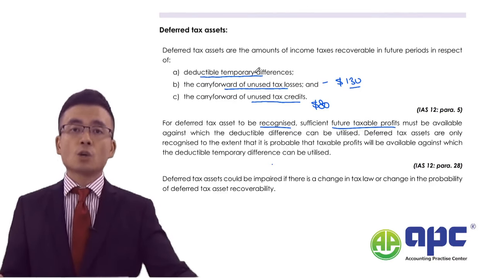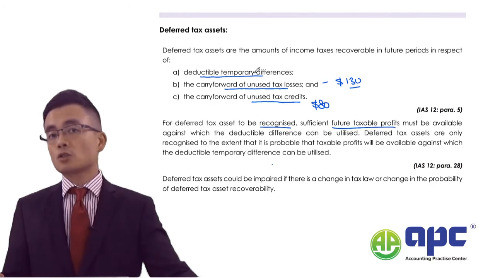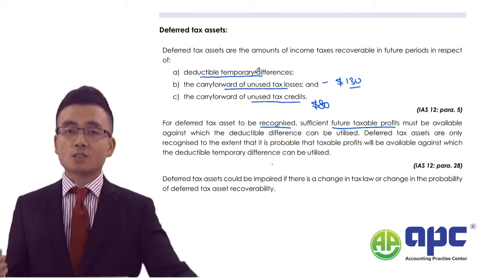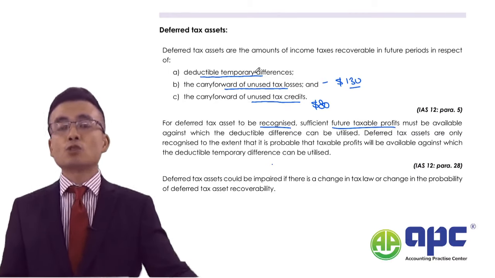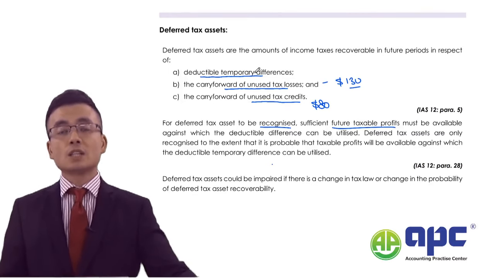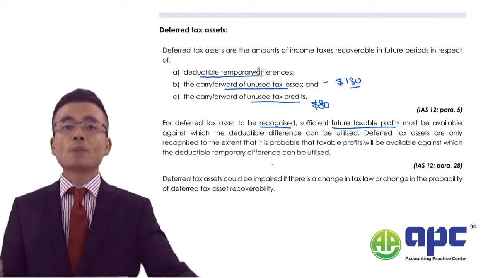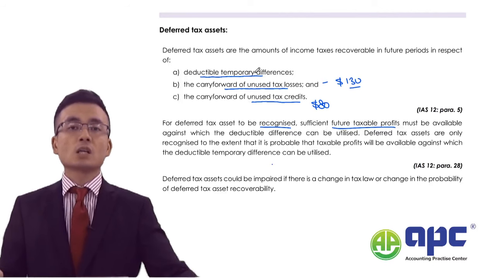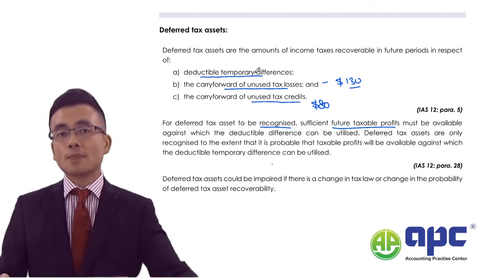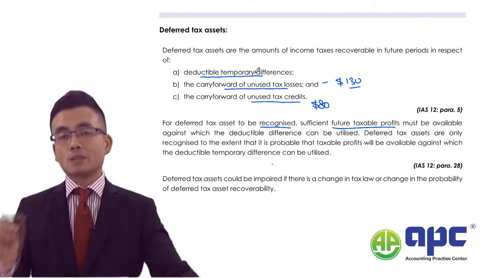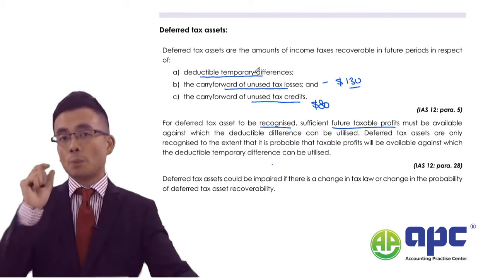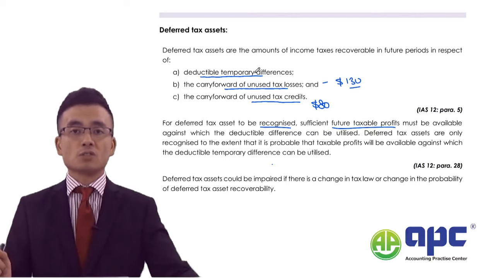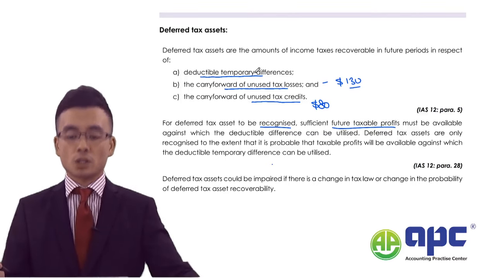You are allowed to offset your trading losses against your future taxable profit to save you tax. But if you haven't got any future taxable profit, you cannot utilize those losses. If you cannot fully utilize those losses, you cannot save your tax. And therefore, we put a ceiling, we put that limit on the deferred tax asset according to the prudence concept per the conceptual framework requirements.